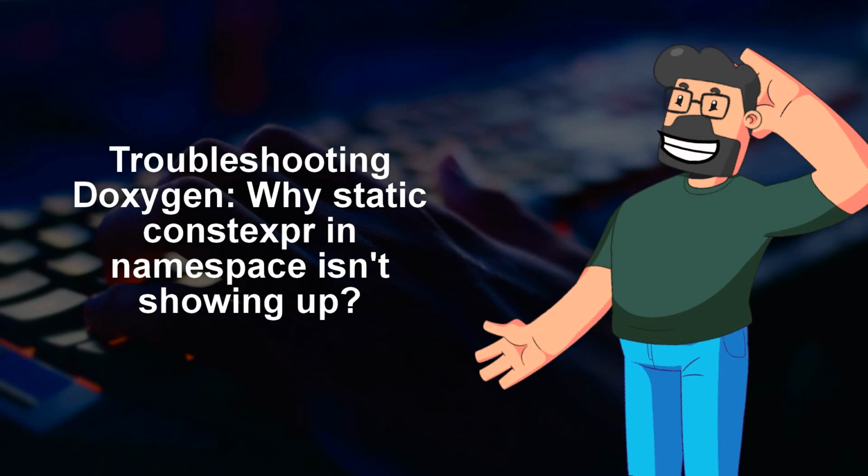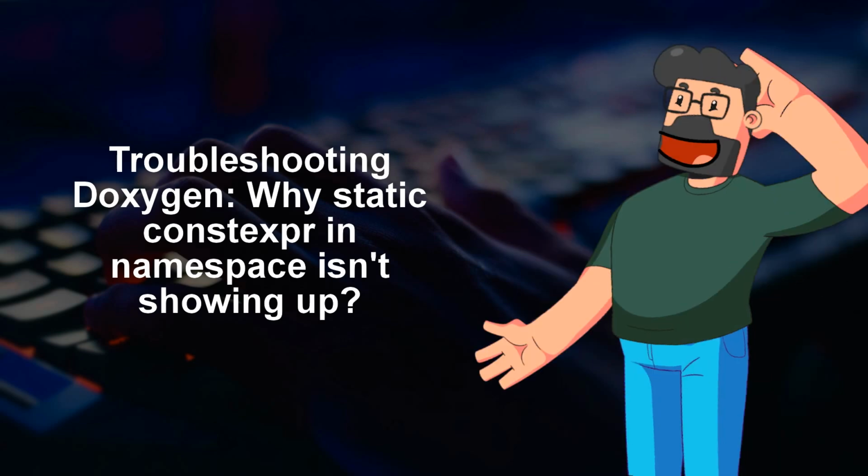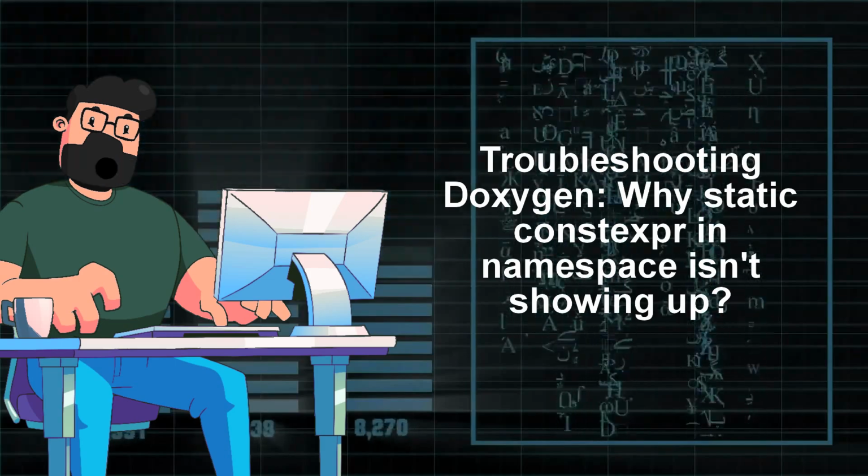Today's video tackles a common problem that many developers face when using Doxygen. The problem is related to documenting static constexpr definitions within namespaces, where only constexpr values that are not static are being transferred to the documentation. Frustrating, right? Now, let's delve into the solution.